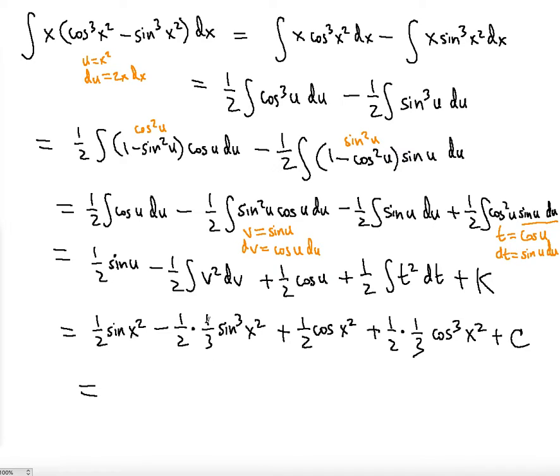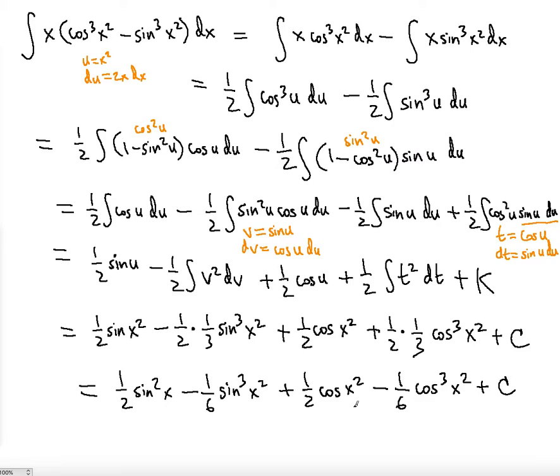But let's simplify because we need some work to be done. So 1/2 sine of x squared minus 1/6, this is 6, sine cubed of x squared, plus 1/2 cosine of x squared, minus 1/6, this is 6 again, cosine cubed of x squared, plus the constant. So this is the correct antiderivative for this problem.